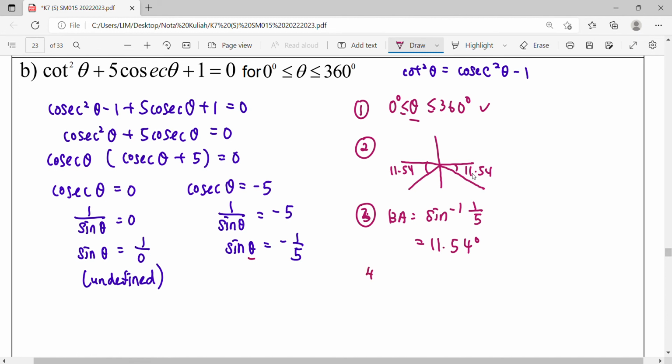Then step number 5, we can get our solution for theta. We rotate, starting from 0, to quadrant 3. When I rotate to quadrant 3, it will be 180 plus 11.54. Then I continue to the fourth quadrant. The fourth quadrant here will be 360 minus 11.54. Then we simplify here.